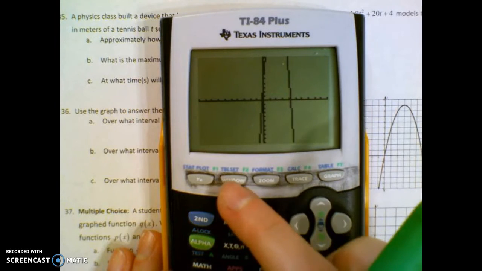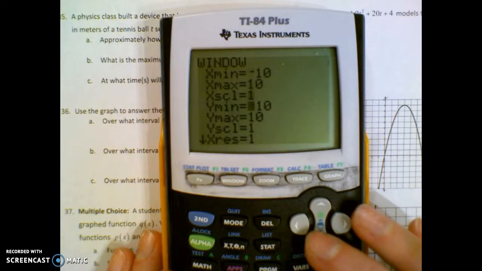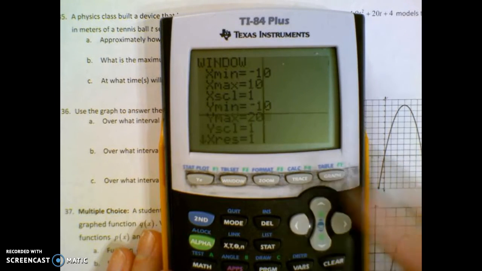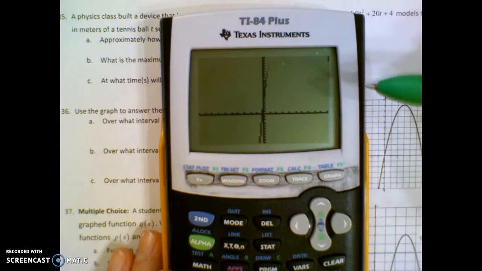So I'm going to go to my window, and I'm going to change my Y max to something higher. I'm just going to try 20. I'm going to graph it again.